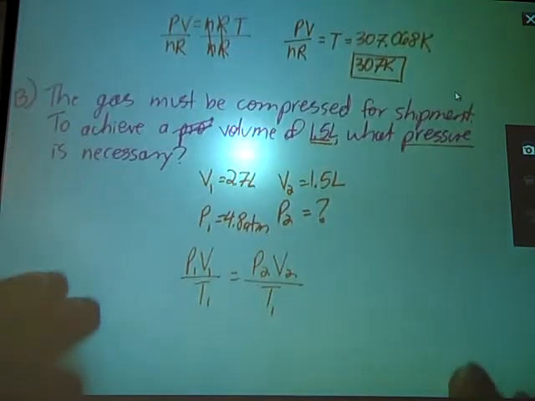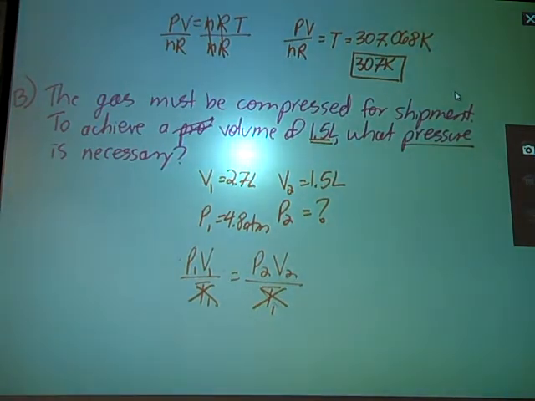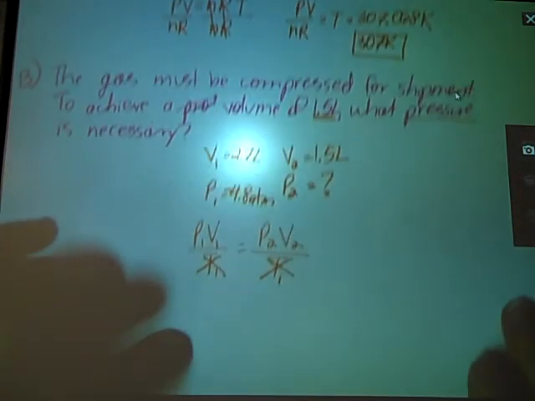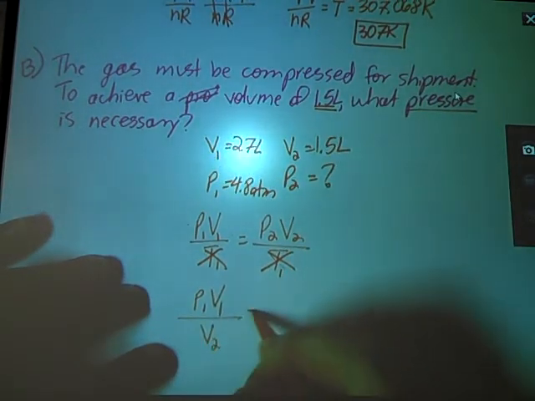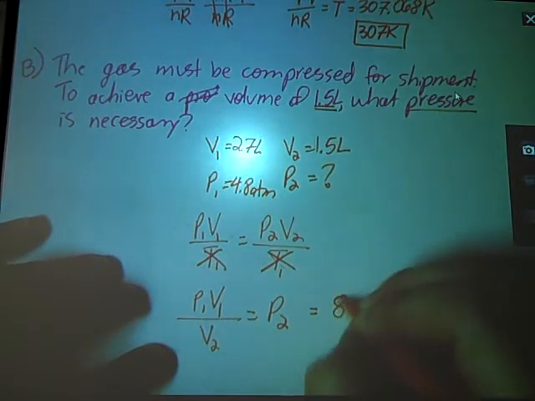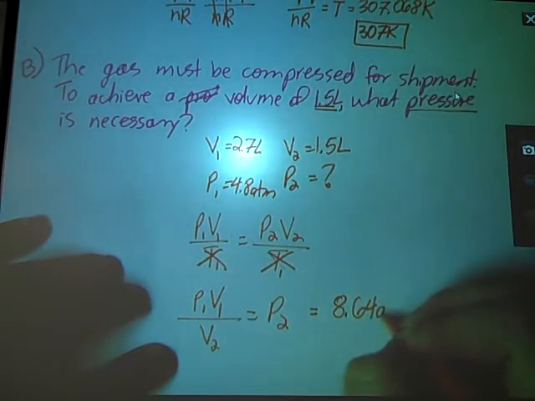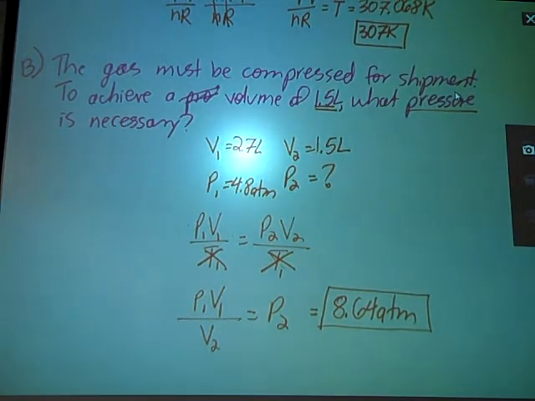More specifically, our temperature was kept constant. So this is, in fact, Boyle's law. P1 V1 equals P2 V2. We're looking for P2. Plug in your math, bibbidi bobbidi boo. Ta-da.